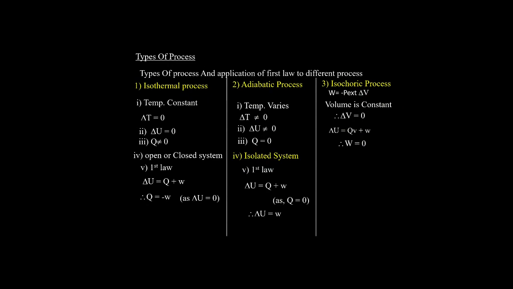Hence, it shows that the change in internal energy of the system is due to heat transfer at constant volume. The subscript V indicates that heat is transferred at constant volume. Further, U being a state function, QV is also a state function. Let's see another process now, the isobaric process. In an isobaric process, pressure is constant. Hence, delta P will be equal to 0.